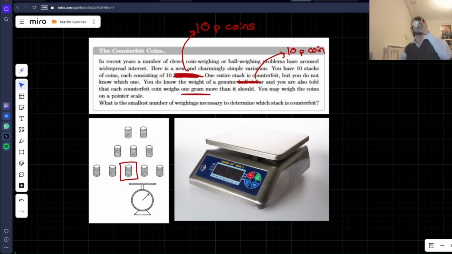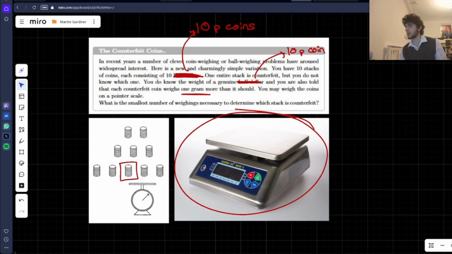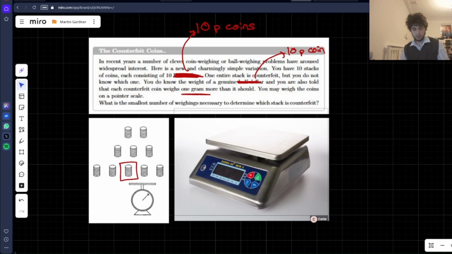Now, you're allowed to weigh the coins. It says here, on a pointer scale. This will also work with this sort of scale here, which is what I was thinking about when I did the problem. But yeah, they're both the same. There are some scales for which this doesn't work. Specifically, scales with two baskets, where if one side is heavier, it will tilt. I'm not sure exactly the name of those scales, but hopefully you're familiar with what I'm talking about.